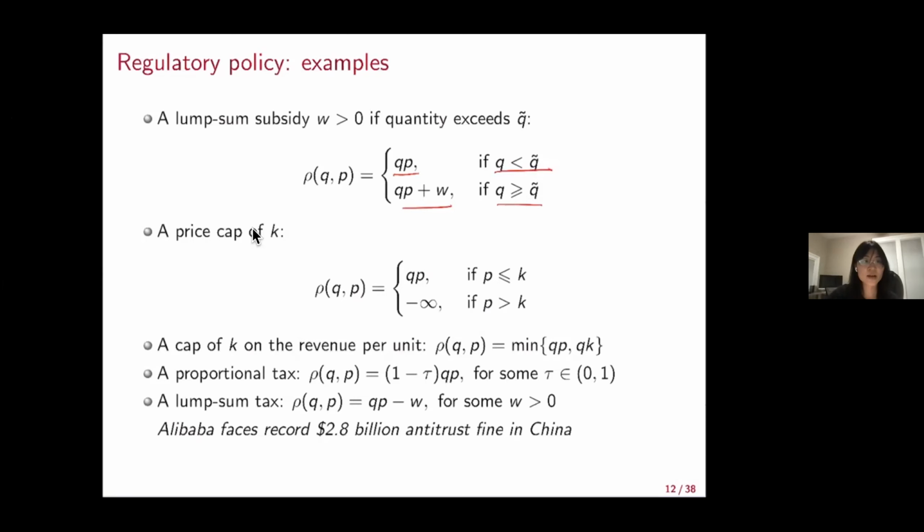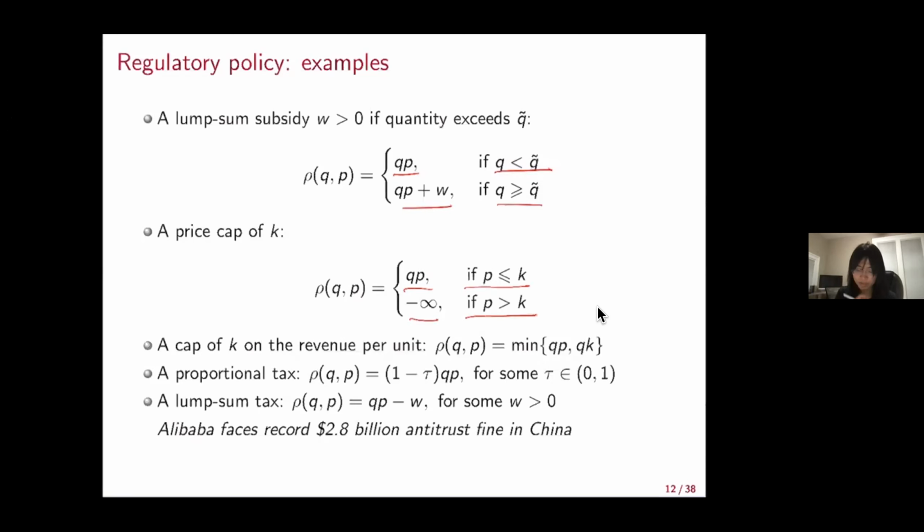Okay, so now the second one is a familiar one, a price cap K. This basically says that if you price above K, this is not allowed, the revenue is minus infinity. And if you price below K, you get the market revenue. So it just tells you that you can price below K.